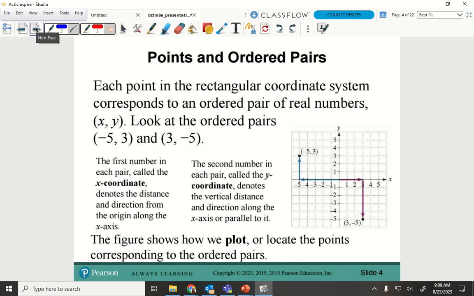Now, points, ordered pairs. Each point in the rectangular coordinate system corresponds to an ordered pair of real numbers: X, comma, Y. Your ordered pair is in alphabetical order. Do not screw that up, because that's going to be the key. That's probably one of the things that just about everyone is going to make a couple of mistakes on. I don't want you to make those mistakes. It goes X, Y, ordered pair, alphabetical.